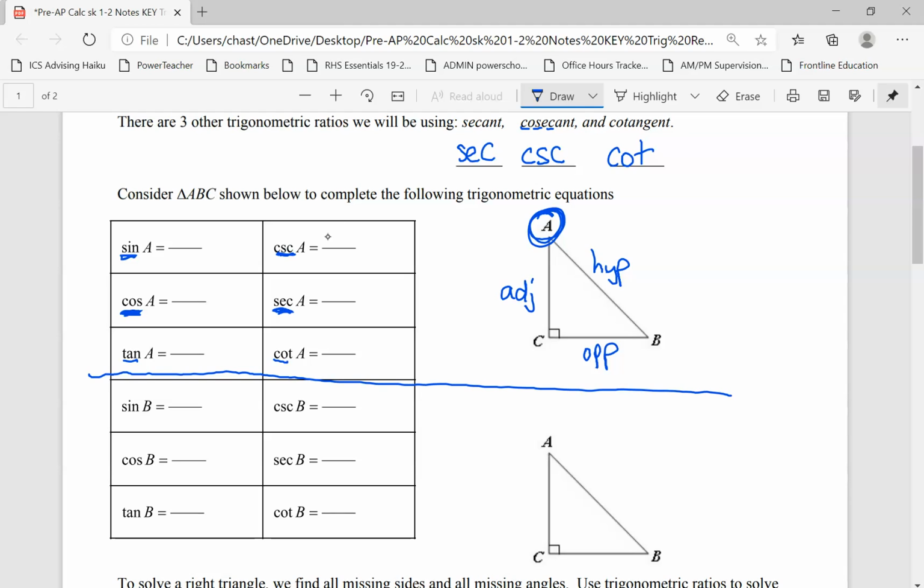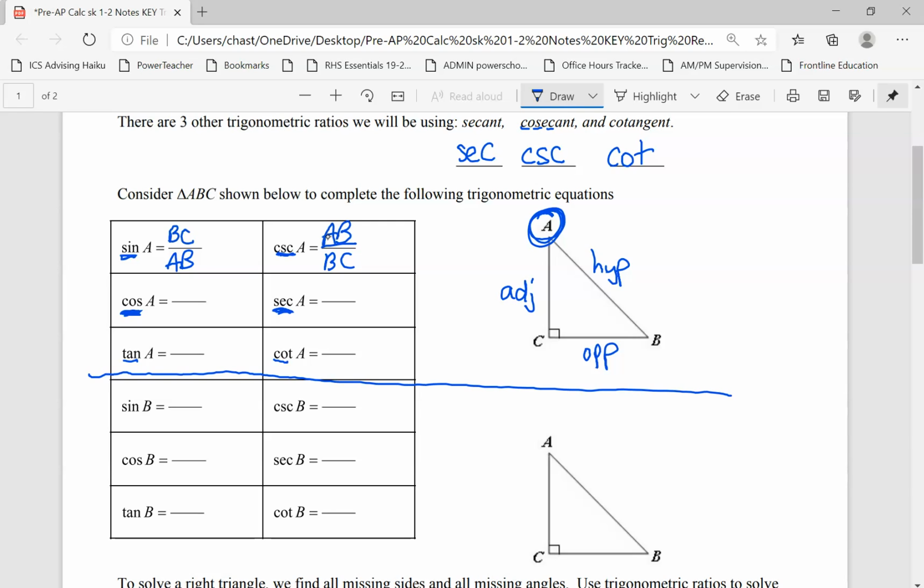The sine of angle A is going to be segment BC, which is the opposite side, over AB, which is the hypotenuse side. So that means that the cosecant is going to be the reciprocal of that. So the cosecant is going to be AB over BC. So cosecant is just going to be the reciprocal of sine. When you know what sine is, just flip it upside down.